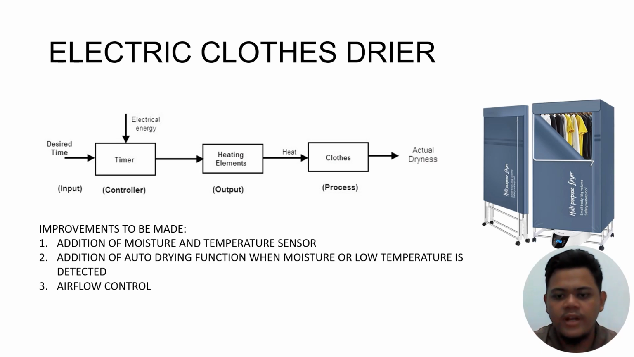Now I will talk about examples of open loop systems with the block diagram. The example number 1 is the electric clothes dryer. In the electric clothes dryer, we have the input and the controller, that is the timer. The output is the heating element and the process is the clothes. The improvements to be made for the electric clothes dryer are, first, addition of a moisture and temperature sensor. Number 2, addition of an auto drying function when moisture or low temperature is detected. And number 3, airflow control.